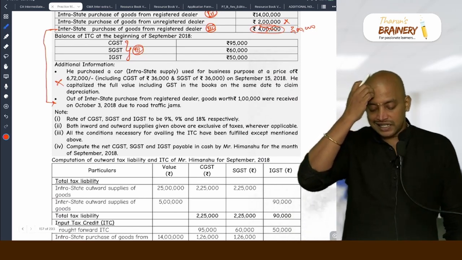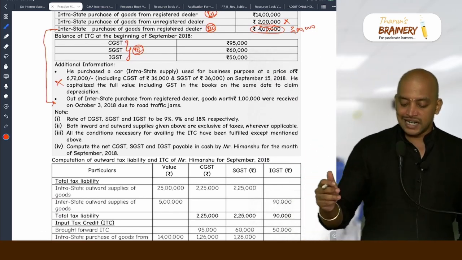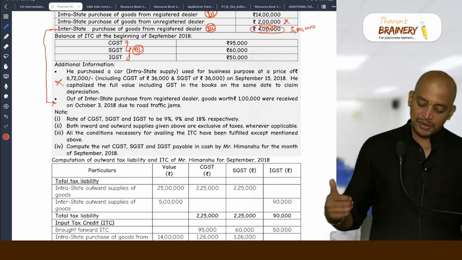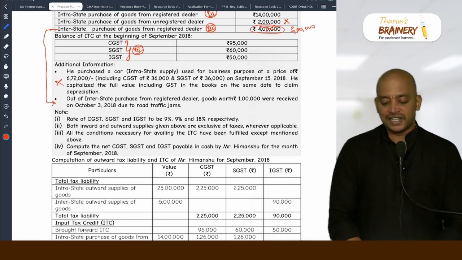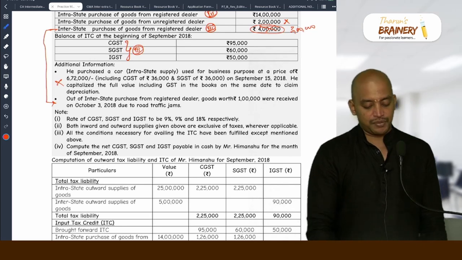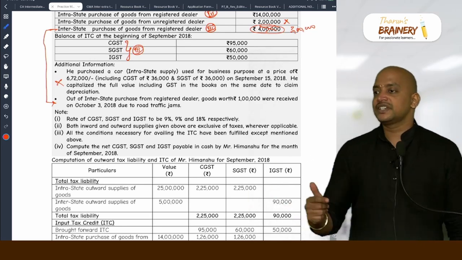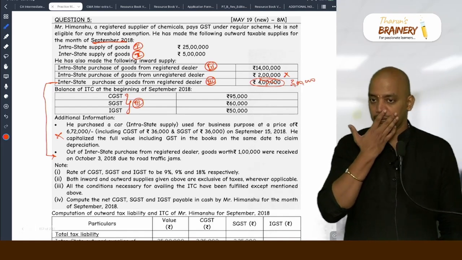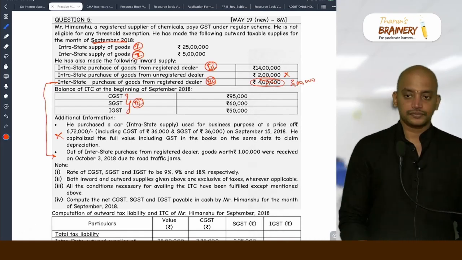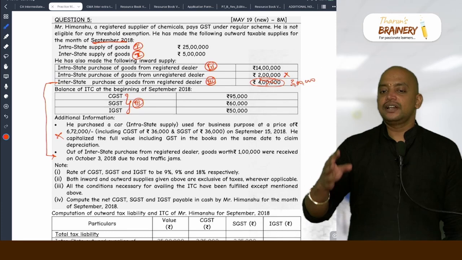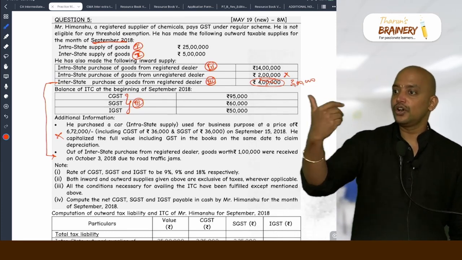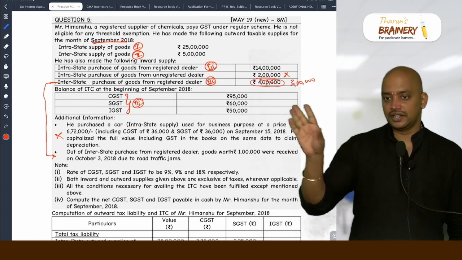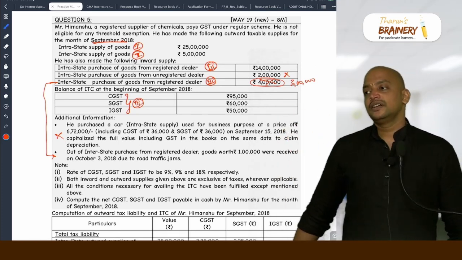Rate of CGST, SGST, IGST to be 9, 9 and 18 respectively. Both inward and outward supply given above are exclusive of taxes wherever applicable. All the conditions necessary for availing the ITC have been fulfilled except as mentioned above. Compute the net GST. Can we start? We'll complete all the questions in class itself, once and for all.